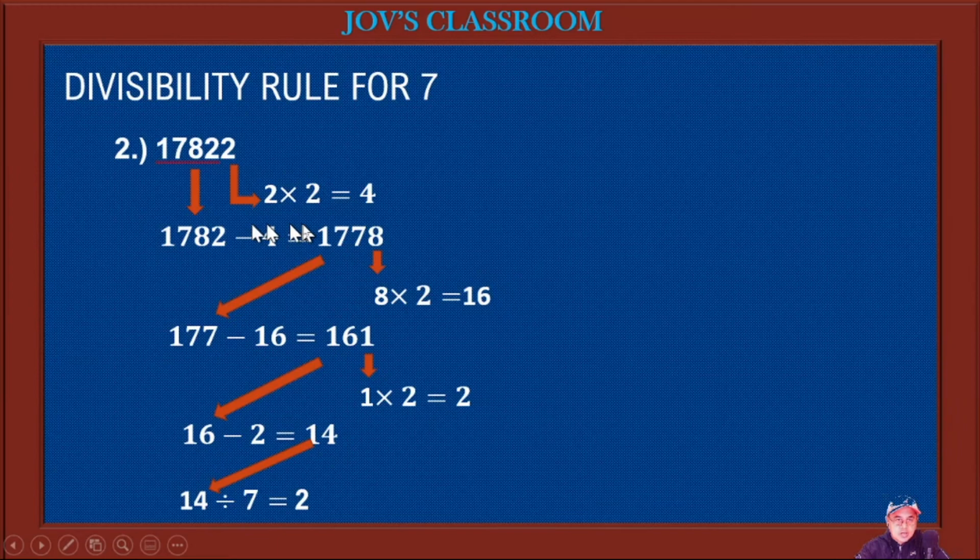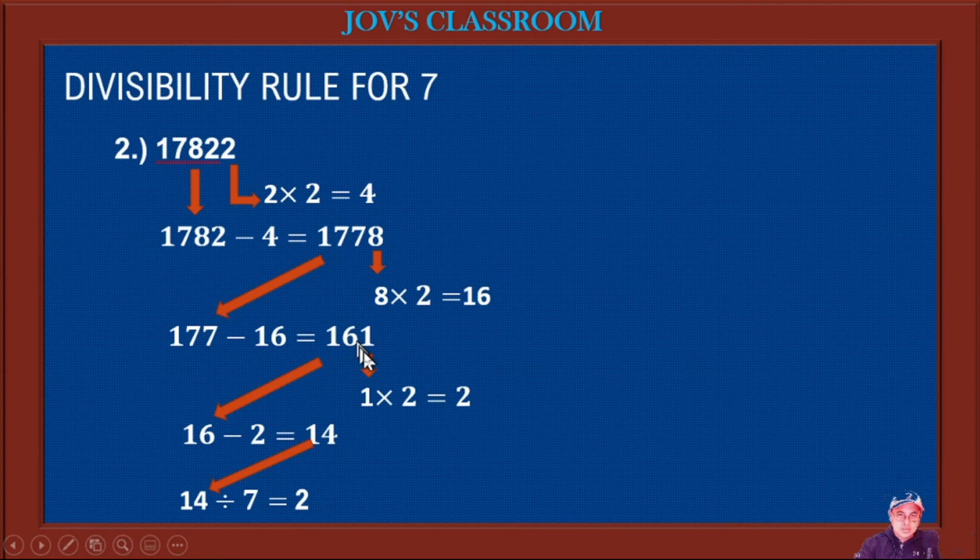So this is the process of the divisibility rule for 7. You have to continuously do the steps: multiply the last digit by 2, and then subtract it from the remaining number. Continue the process until you reach two digits of the number. In this case, 161.